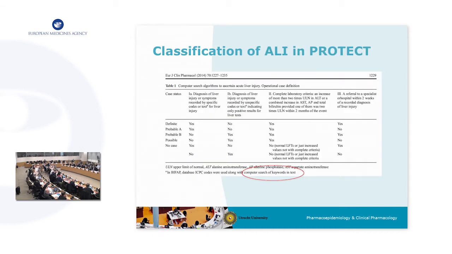So what we can see in this slide is basically how we classified acute liver injury. We used different sources of information, so diagnostic codes indicative of liver injury or symptoms, but also laboratory criteria related to the elevation of liver enzymes, and also referrals to specialists or to the hospital within a few weeks of the recorded diagnosis. And what I would like to point out is that we also used in the Spanish GP database keywords that were available in the text. Next slide, please.